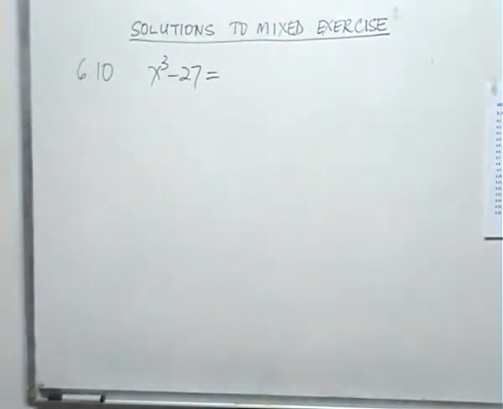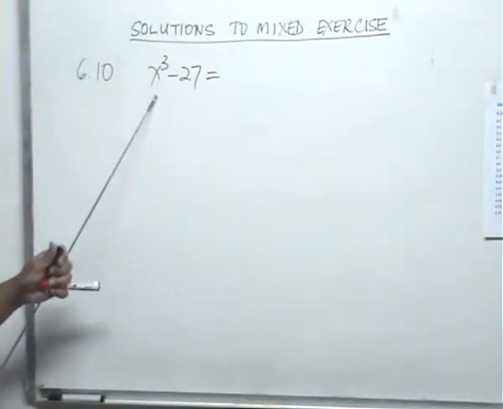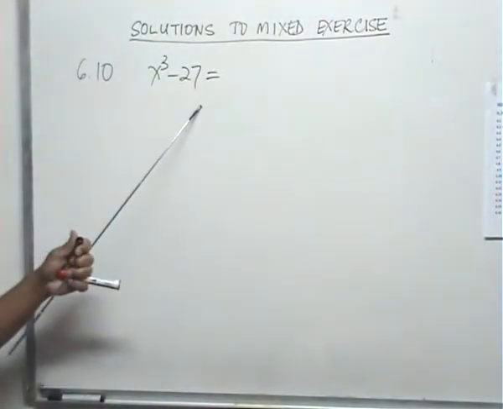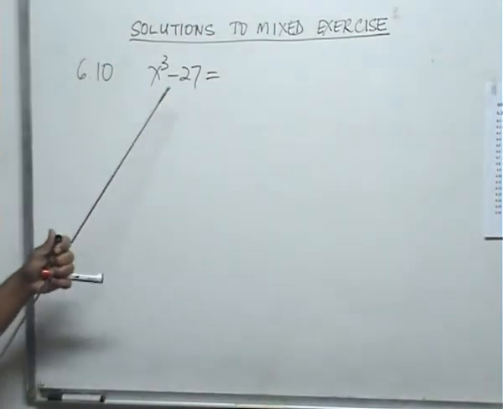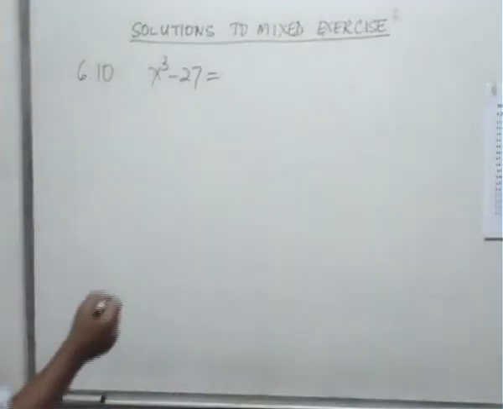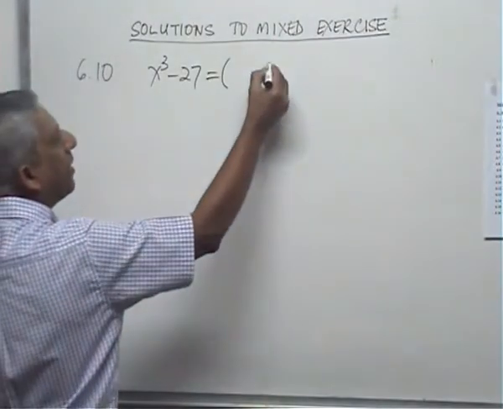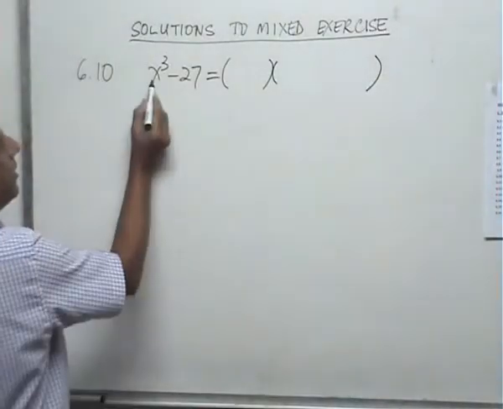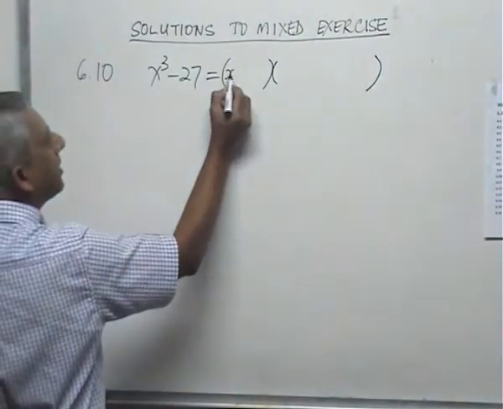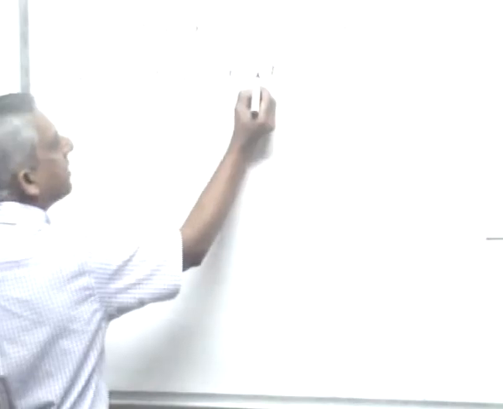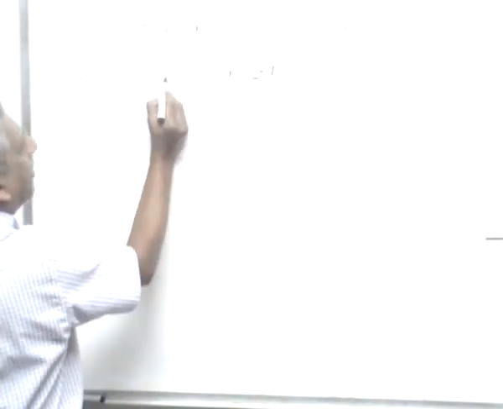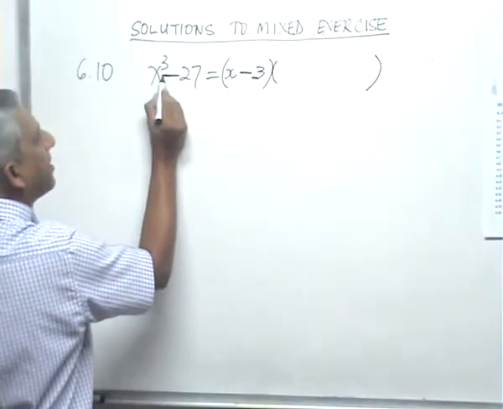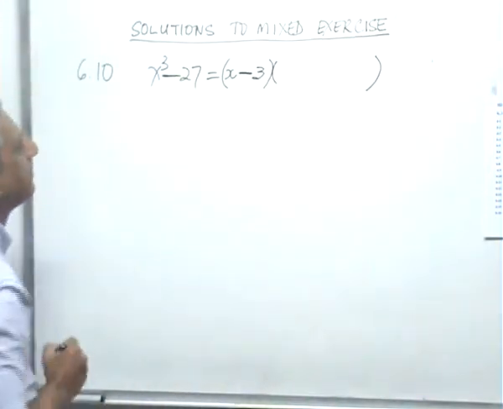6.10. Right, 6.10, x cubed minus 27. X cubed is a perfect cube, 27 is a perfect cube. This is the difference of two cubes. Therefore you follow the steps, one small bracket and one larger bracket. Cube root of x cubed, x. Cube root of 27, 3. Because there's a minus sign here, the first bracket will have a minus sign. If there's minus here, there'll be a minus there.